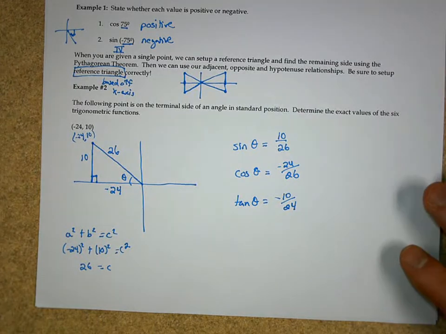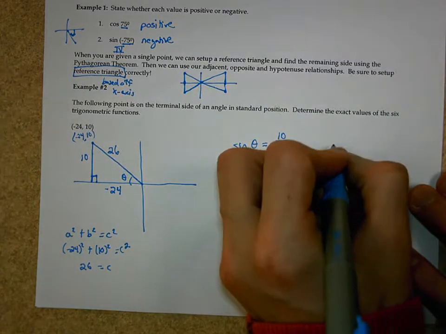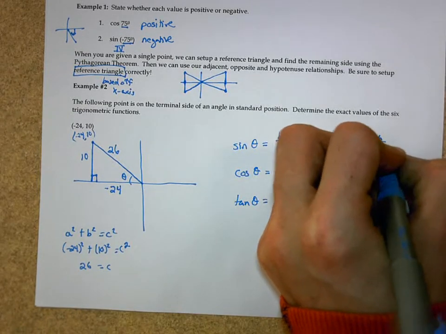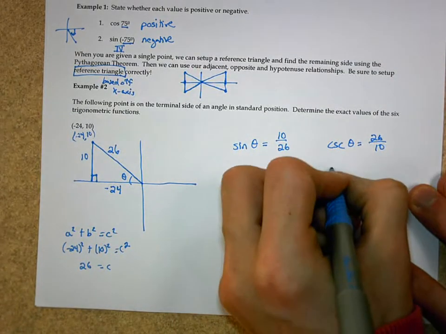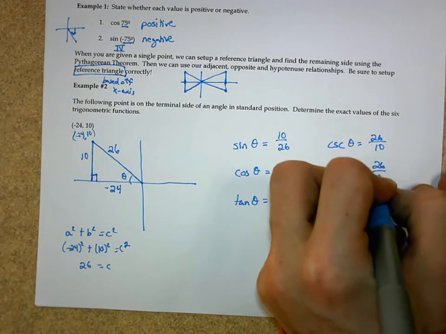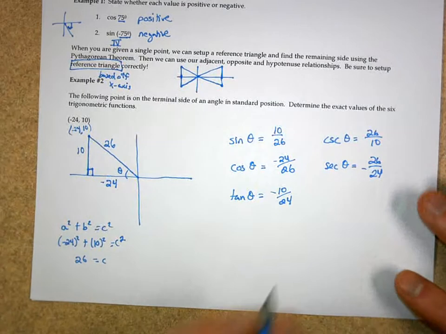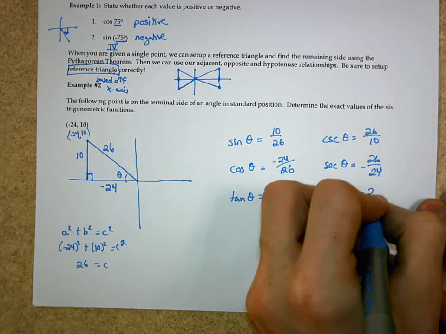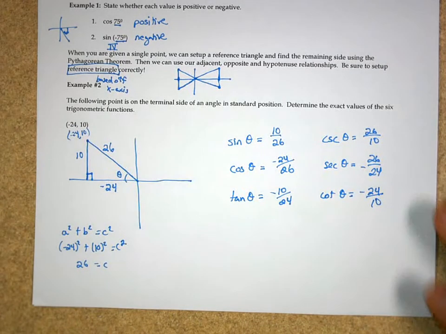And then finally, the other 3 trig functions are reciprocals. So the cosecant is going to be 26 over 10, the reciprocal of sine. The secant, reciprocal of cosine, is negative 26 over 24. And then finally, the cotangent is the reciprocal of tangent, negative 24 over 10.